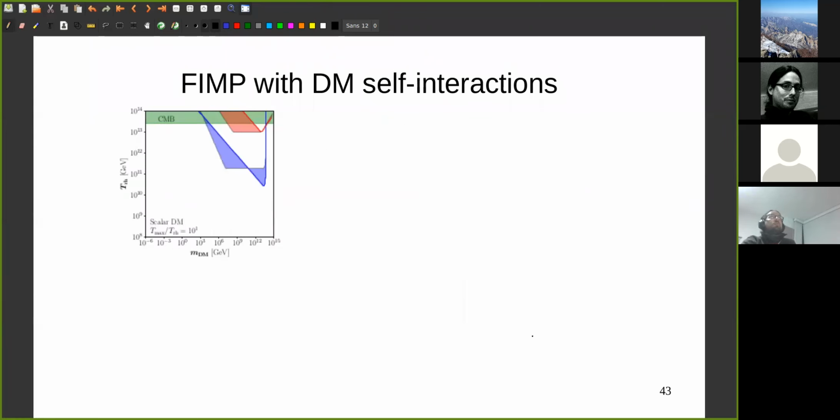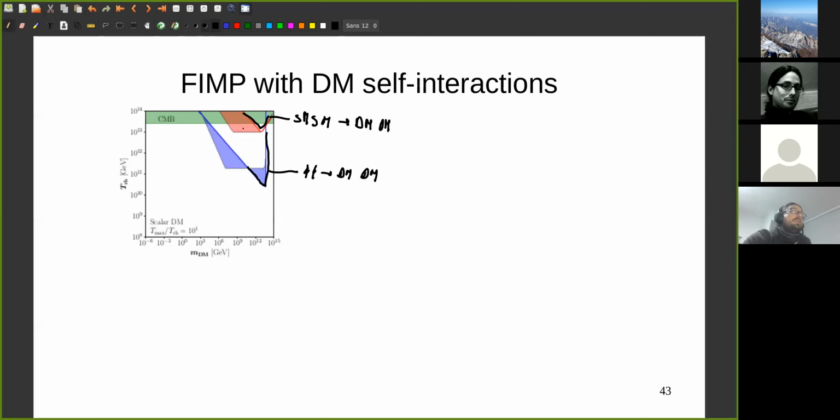Okay, so here I'm showing you exactly the same plot that I showed you before. Red corresponds to the scattering of standard model into dark matter mediated by gravity, and the blue corresponds to inflaton into dark matter. So that corresponds to the lines. The lines are exactly the same lines that I showed you before. Now I'm showing you also some surface.